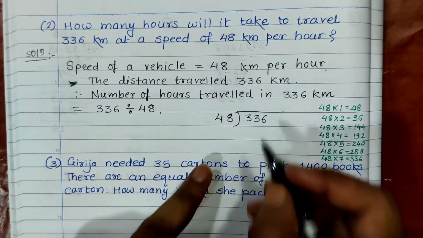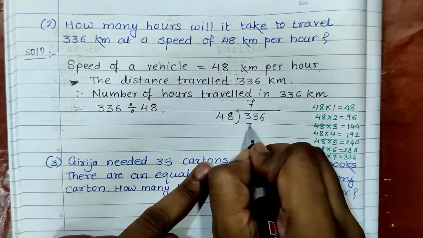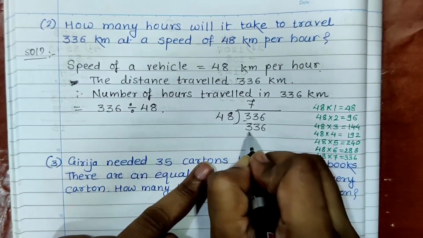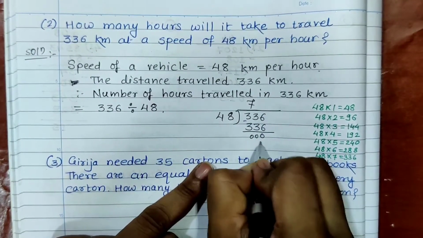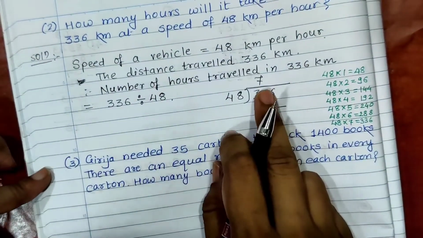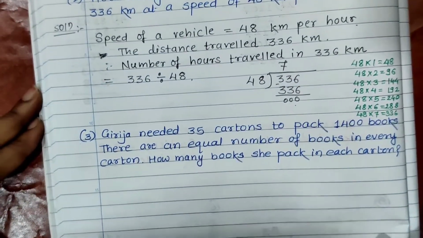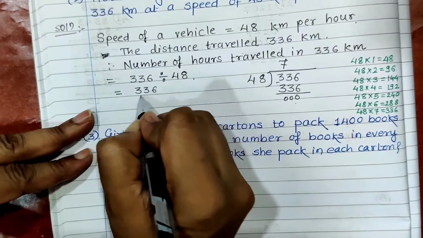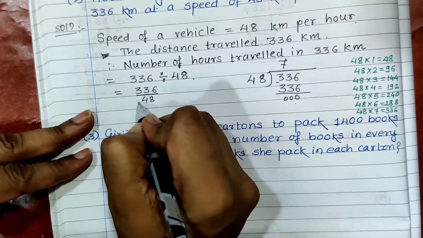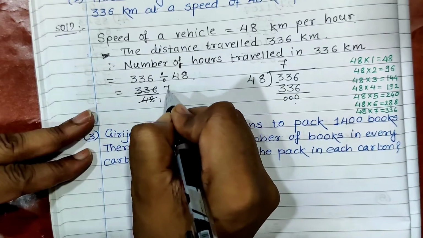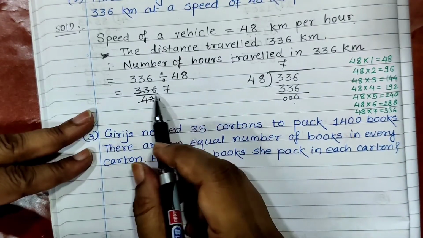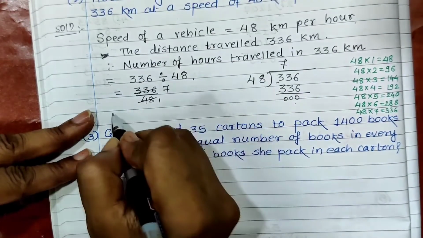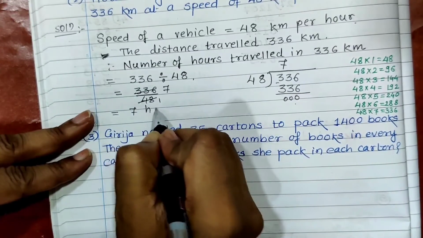48 sevens are 336. Answer is 0, 0, 0. So in this way here also you can find out the answer, or otherwise you can write like this: 336 divided by 48. 48 ones are 48, 48 sevens are 336. So answer is 7 hours.